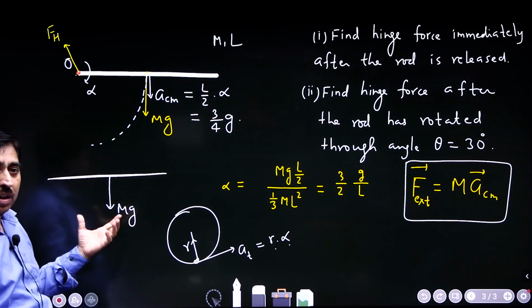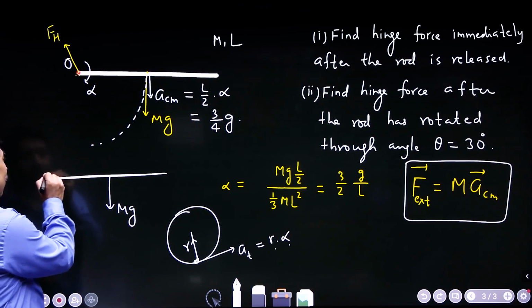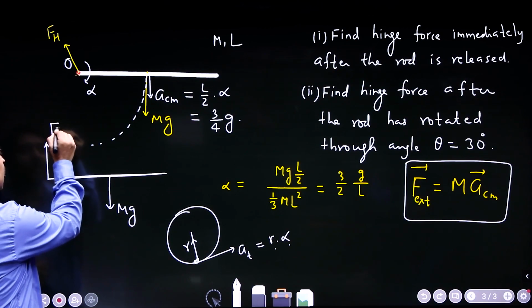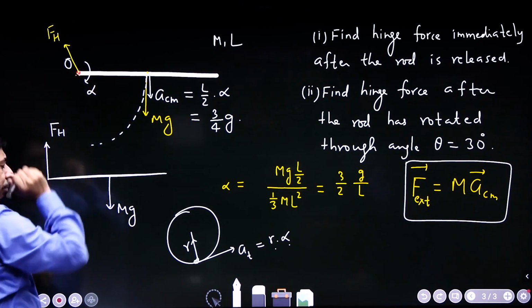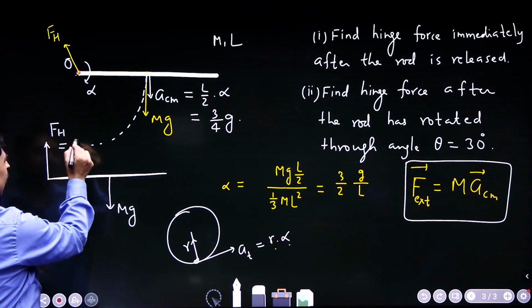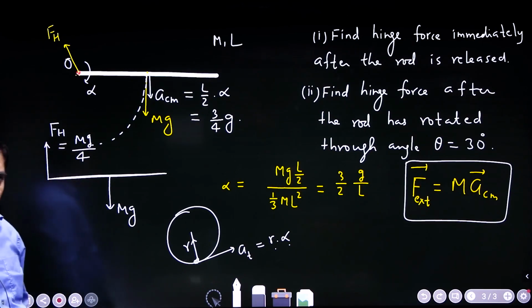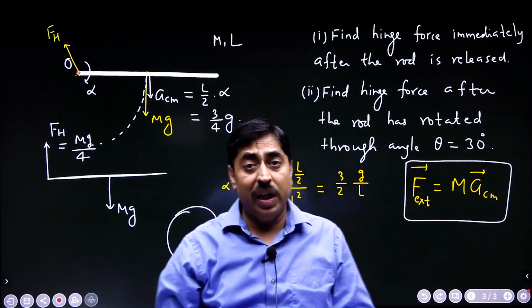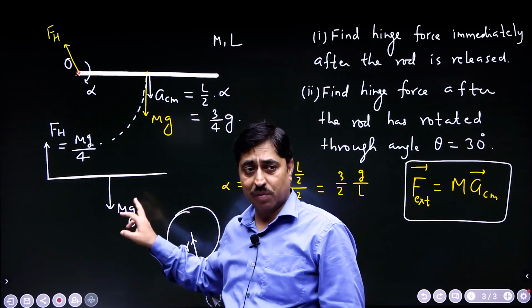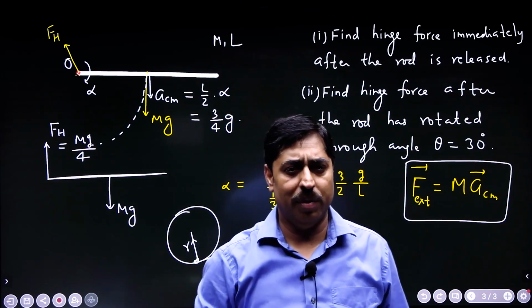So, there must be an upward force acting on this rod. Yes, there is an upward force acting on this rod, and this force is applied by this hinge, this pin. How much is this force? Just you can make an elementary calculation that this is mg by 4. If the hinge applies a force of mg by 4, then the net force acting on the rod in downward direction will be mg minus mg by 4, which is 3 by 4 mg.